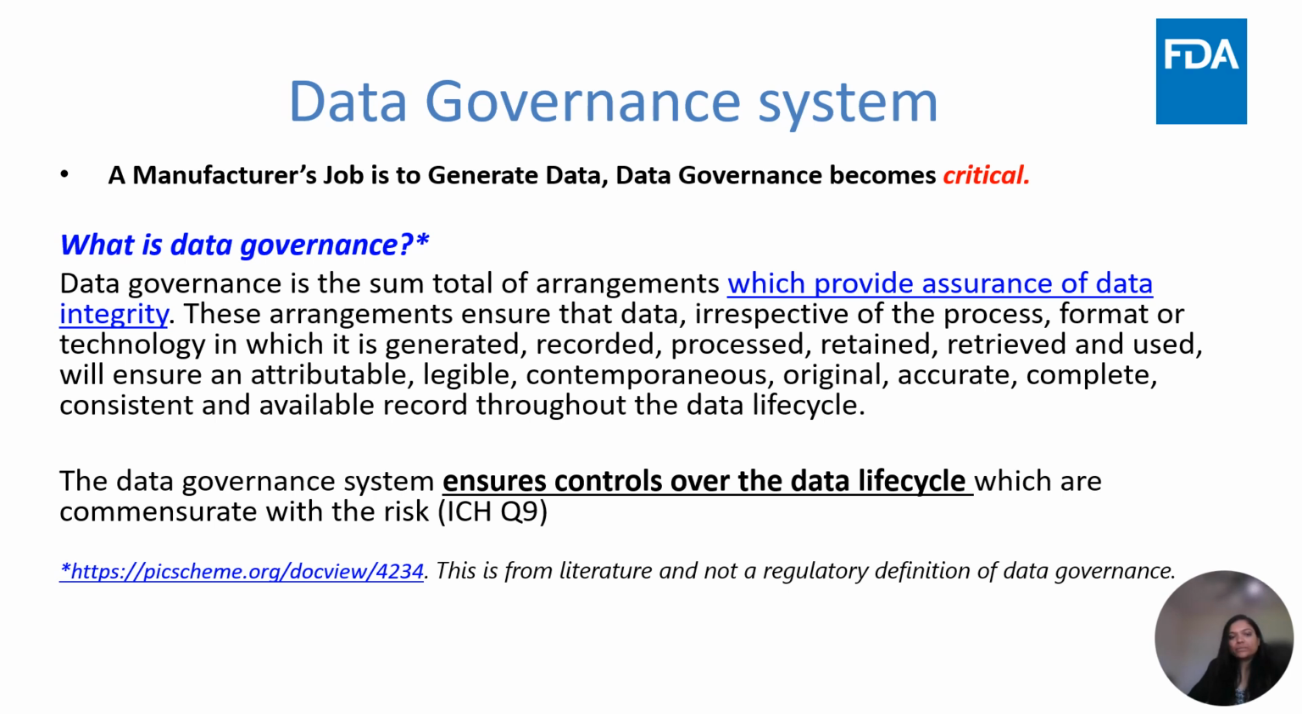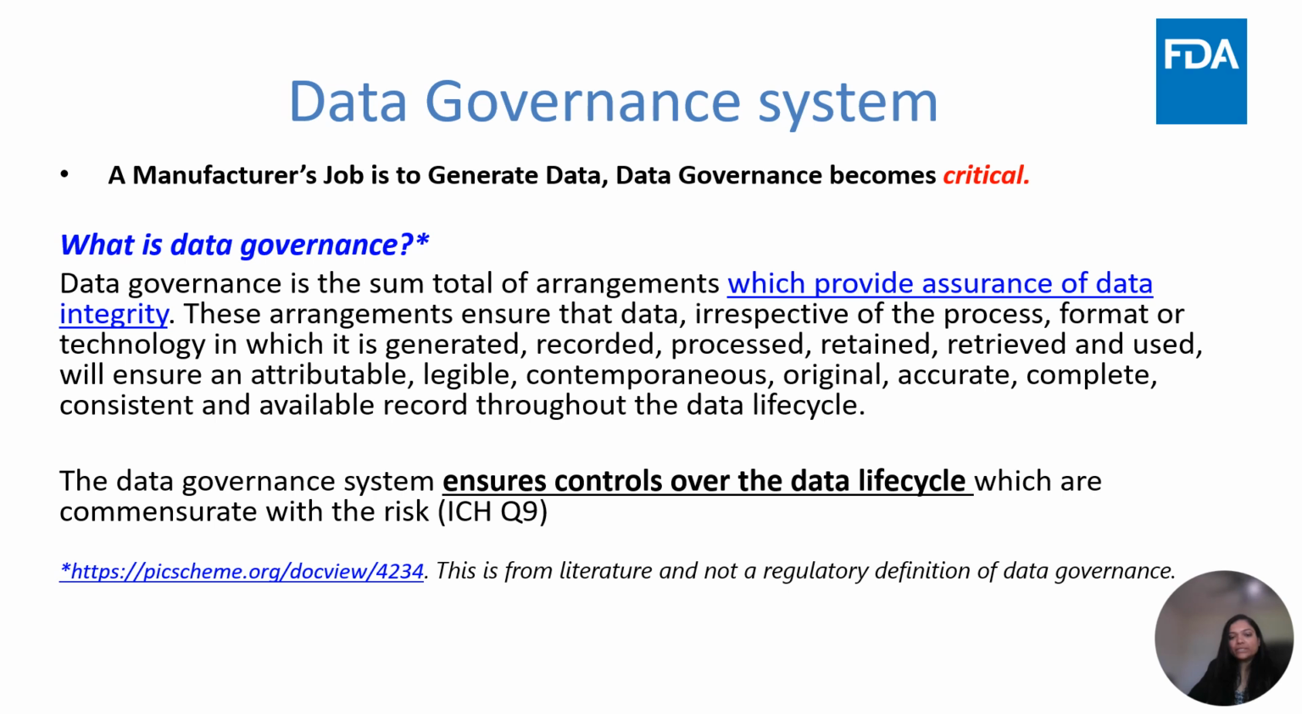Data governance system is the sum total of arrangements of data which provides assurance of data integrity, irrespective of the process, format, or technology in which the data are generated, recorded, processed, retained, retrieved, and used. The data must fulfill the requirements of ALCOA plus principles, which ensures data are attributable, legible, contemporaneous, original, accurate, complete, and consistent throughout the data lifecycle.